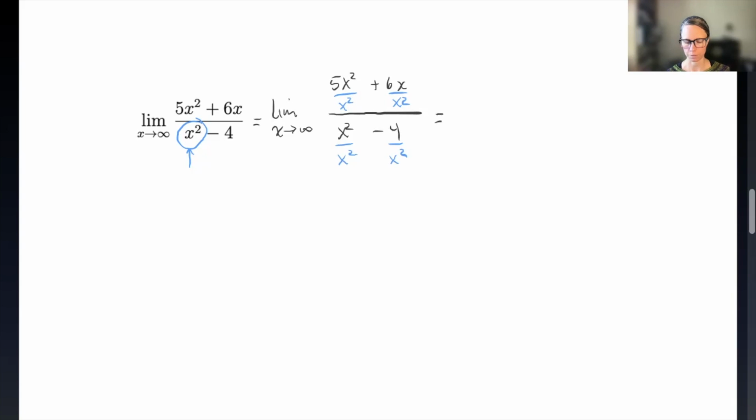Next, I'm going to simplify. Please, again, pay attention to your notation. I haven't taken the limit yet, so I need to keep writing the limit notation. So I get 5 plus 6 over x all over 1 minus 4 over x squared.